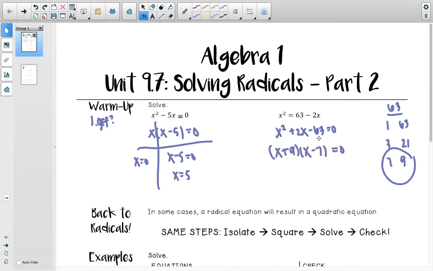And remember, the reason we have that is because a negative times a positive is a negative, and 9 plus negative 7 is 2. We'd set that equal to 0. If x plus 9 equals 0, that'll give you negative 9. And if you have x minus 7 equal to 0, that gets you 7, because you're going to add that over. So those are your 2 answers.